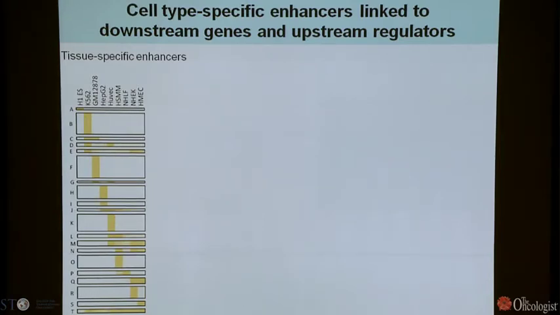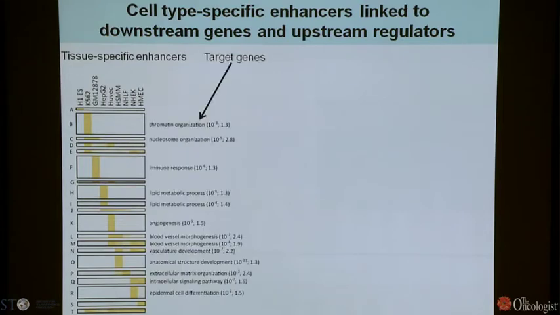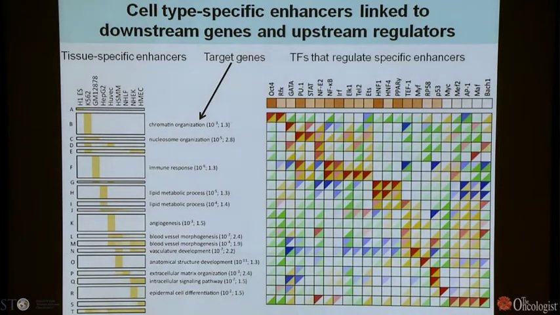We can validate them in reporter assays in tissue culture models. We can cluster them based on their activity in different cell types and identify their cell type specificity, and then use this information to link them to putative target genes that have appropriate types of functional activity. So for example, enhancers in immune cells tend to be near or linked to target genes that have functions in immune response, and so on.